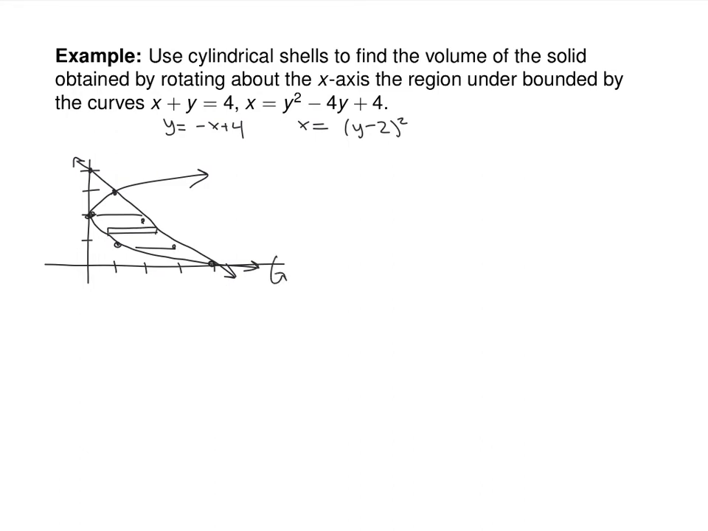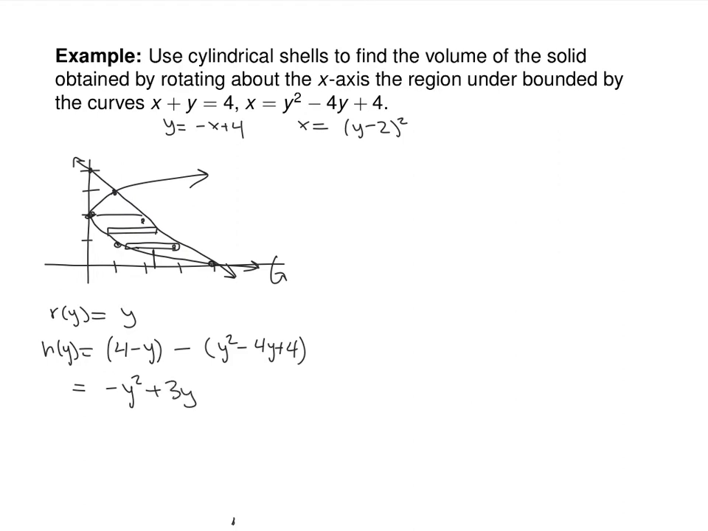So think about your slices. The radius of a slice is just going to be y, as in distance from axis of rotation out to slice. Height of slice will be top minus bottom. So the top curve is 4 minus y. The bottom curve is y squared minus 4y plus 4. So simplifying that a little bit, that's the same thing as negative y squared plus 3y. Great.